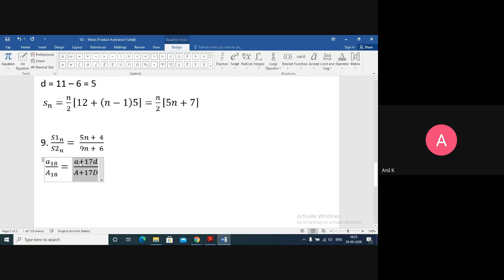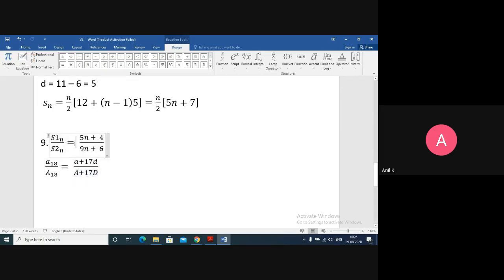For the first AP, the first term is small a and the common difference is small d. For the second AP, the first term is capital A and the common difference is capital D. So both the APs are different. The first terms will be different, and the common difference also will be different. If everything is the same, then both the APs are also the same. Agree or not?